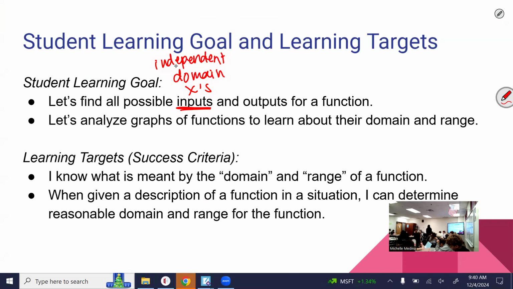So sometimes it's not clear what should be the x. You have to figure out what is more independent than the other thing.